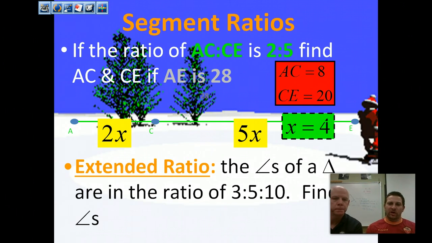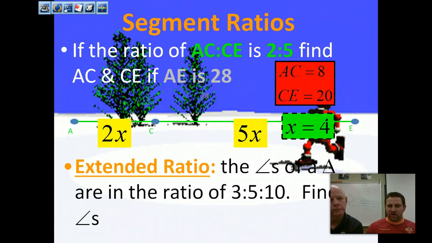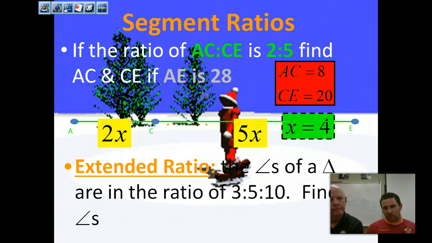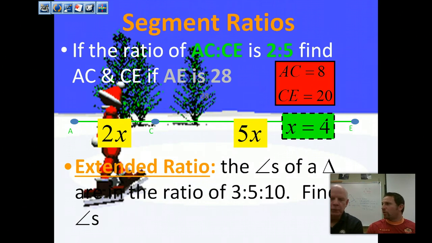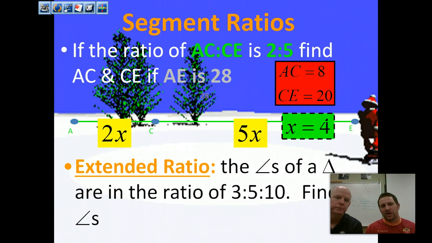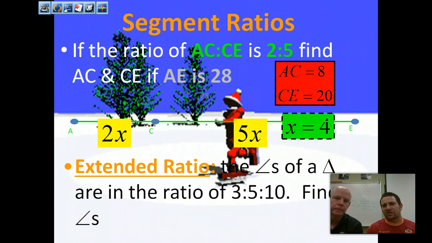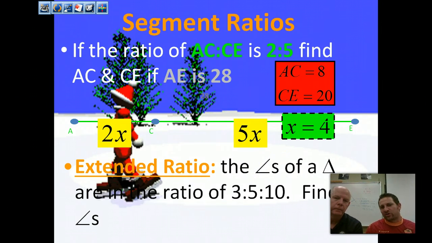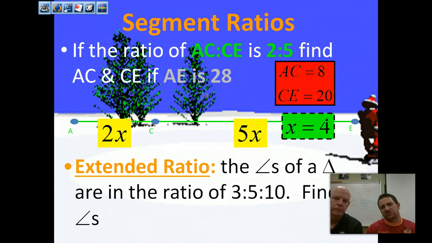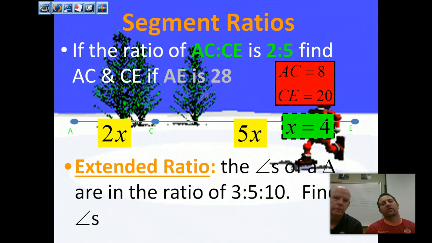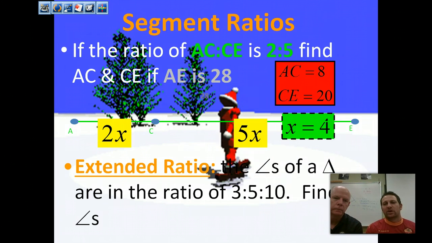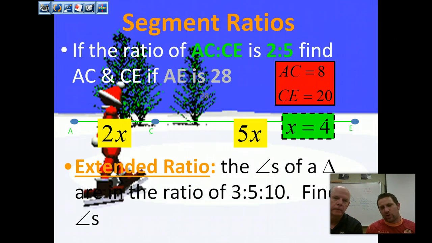And then we have extended ratio, and extended ratio basically means that we're going from just 2 to 3 or 4, or whatever it happens to be. So it's not really a different thing altogether, guys. It's just instead of comparing 2 things, now we're comparing 3 things, because how many angles are there in a triangle? There's 3.